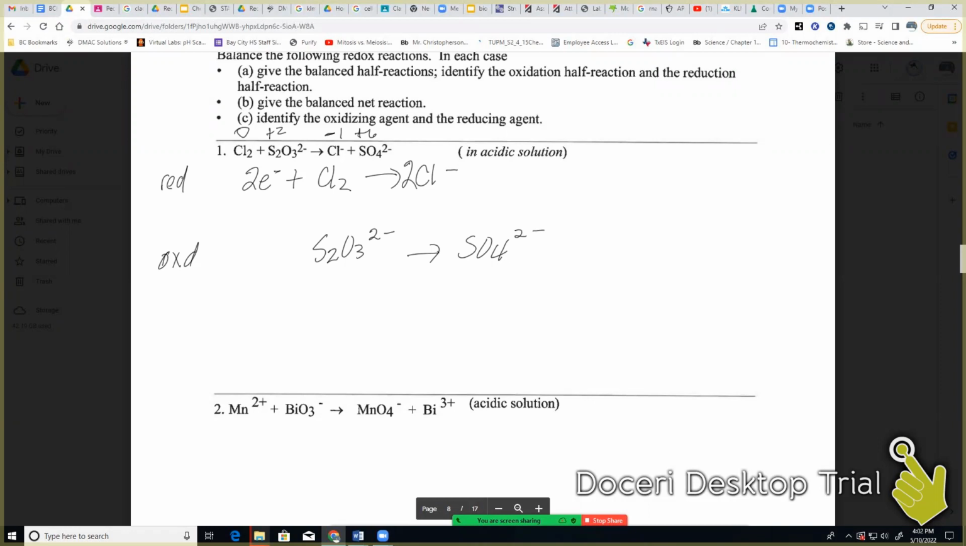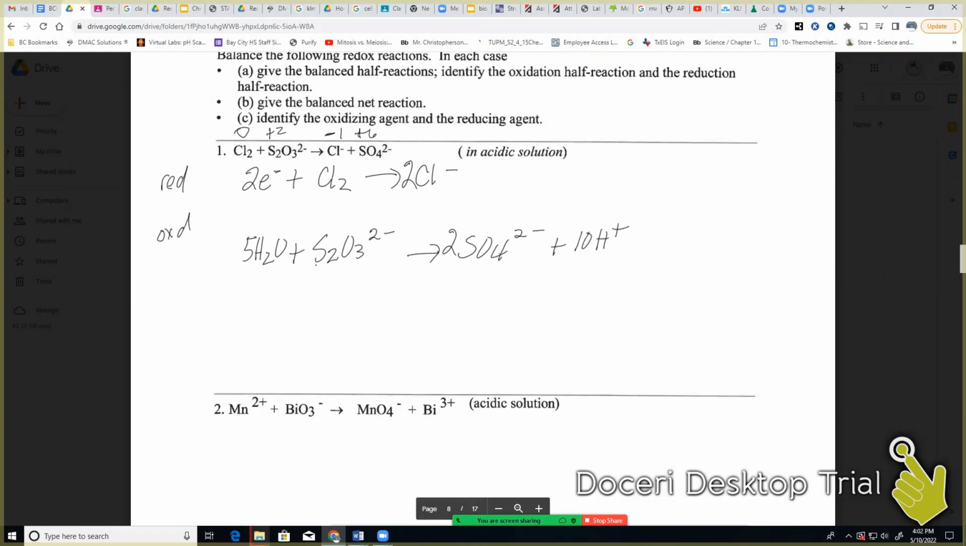All right, my second one, I'm going to come over here. I'm going to balance my element, 2 sulfur. So I'm going to put a 2 here. Now, if we look, 2 times 4, I have 8 oxygen, and over here I just have 3, so I'm going to have to add 5 H2O. And then 5 times 2 gave me 10 hydrogen, so I'm going to add 10 H plus.